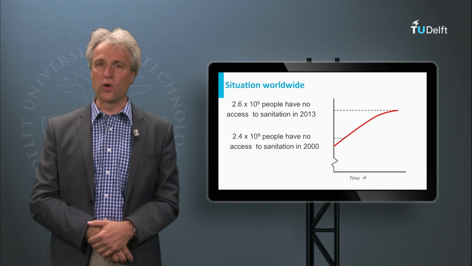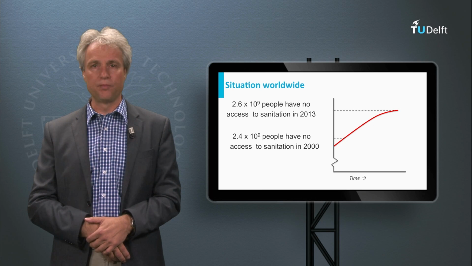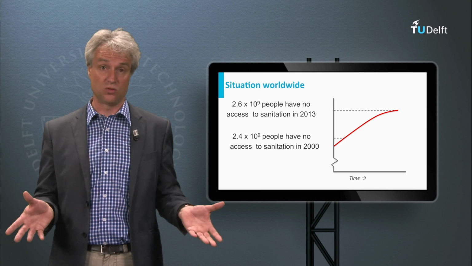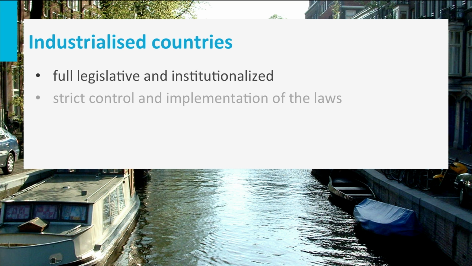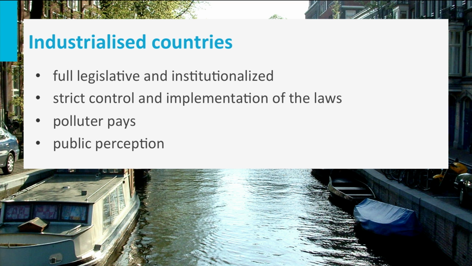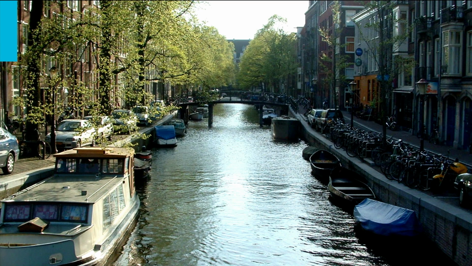The reasons for this incredible backlog are multiple and quite complex and go beyond, in fact, the scope of this course. In industrialized countries, we have a full legislative and institutionalized backup to protect our environment and prevent non-controlled discharges. This leads to strict control and implementation of the laws. Also, the already mentioned polluter-pay principle is widely adopted, so industries and individuals actually pay for the required treatment. Moreover, public perception here is strongly in favor of environmental protection, although we realize that this costs money.